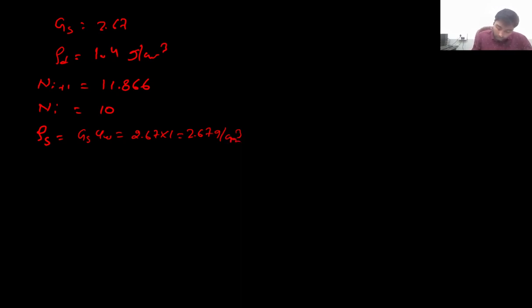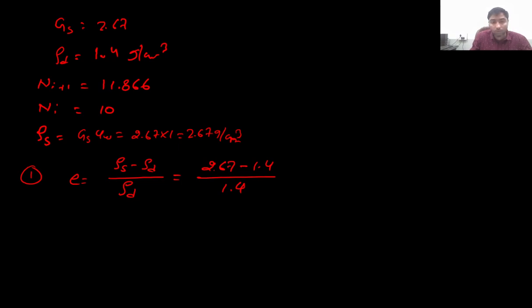Then we can use the first formulation provided for e. It is equal to rho s minus rho d divided by rho d. So it will be equal to 2.67 minus 1.4 divided by 1.4. Let's find it out. It will give you a value of 0.907.